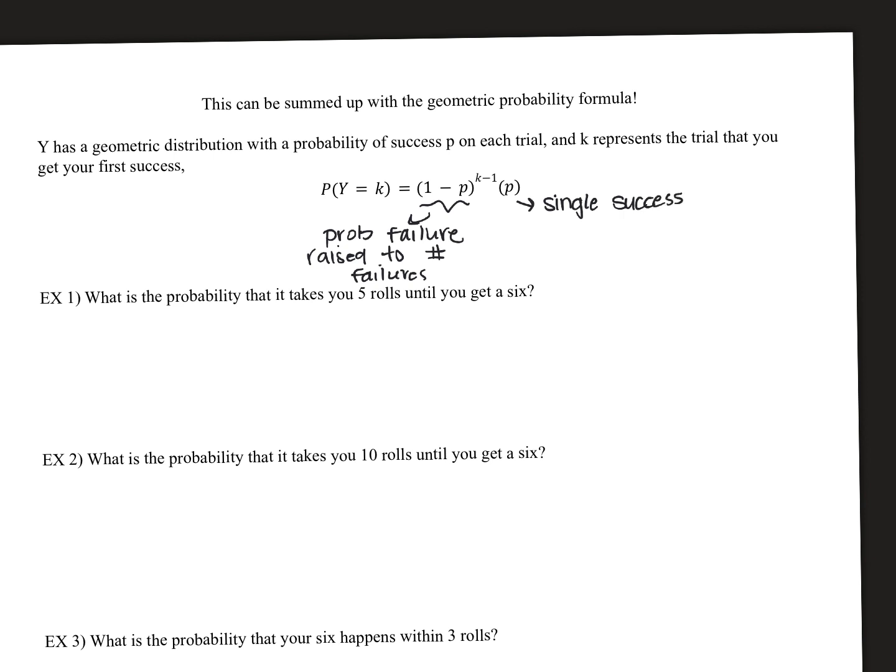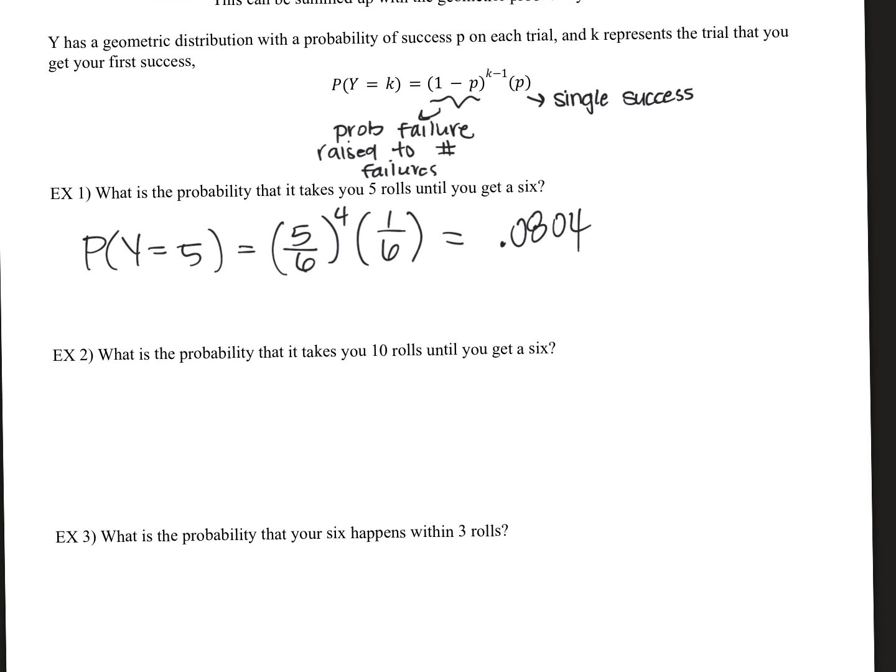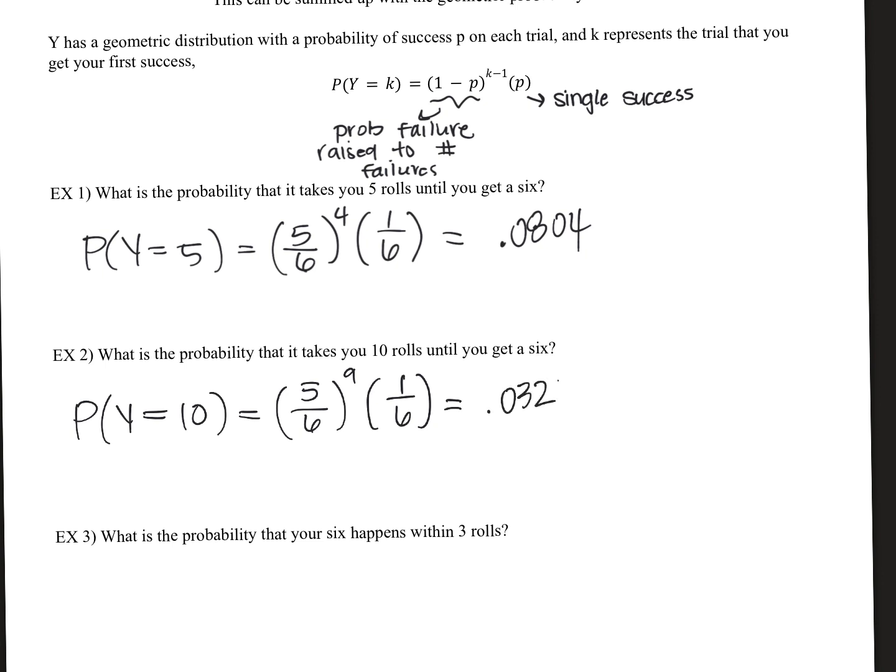Thinking back to our rolling dice, what's the probability that it takes you 5 rolls until you get a 6? So that's the probability that y equals 5. We're going to do 5/6 to the 4th times 1/6, which is 0.0804. What is the probability it takes you 10 rolls until you get a 6? That's the probability y equals 10, so 5/6 to the 9th times 1/6, which is 0.0323.